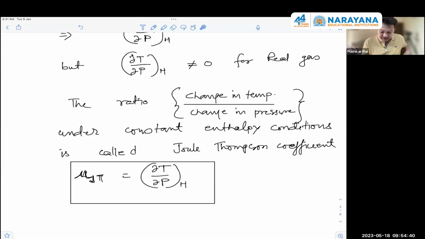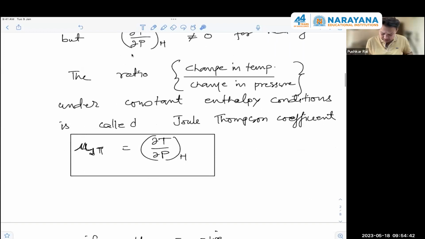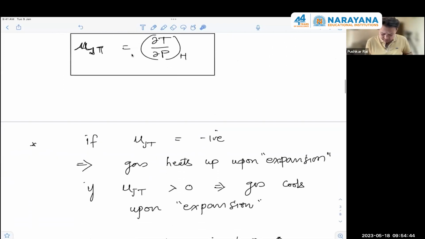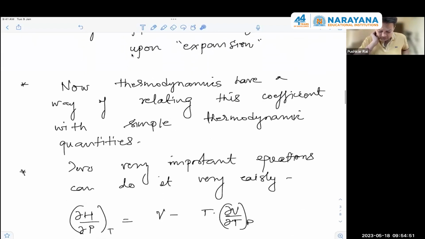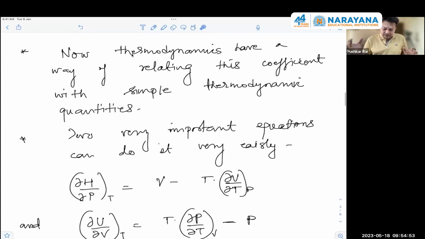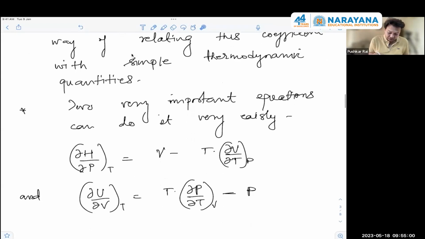Now to understand this clearly, what is the theory of this? Here I have shared the notes with you. Thermodynamics has a fantastic way of relating this coefficient with simple thermodynamic quantities. The most important quantities are these two. They look horrible, but they are very simple. Del H by del P at constant T. What is the dimension of this? Volume, because H has the dimension of PV.